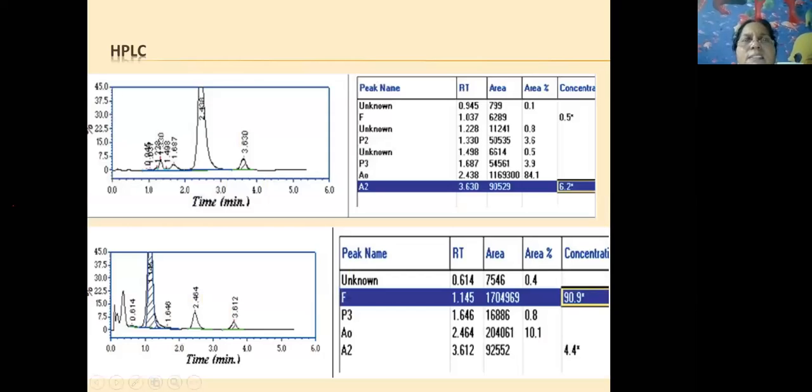And this is the routinely performed one, high performance liquid chromatography. Here A2 up to 3.5 is normal, but here it is 6.2. So this is thalassemia minor. And here you get F. F is more, so it is thalassemia major.